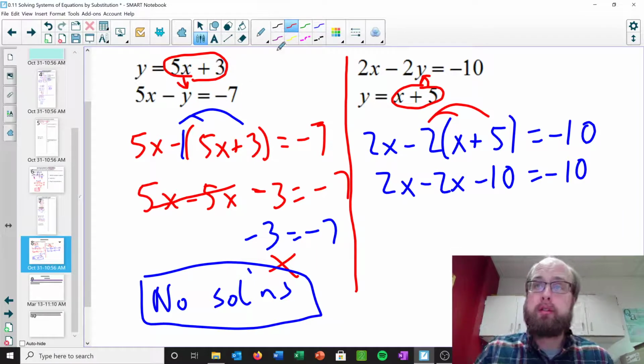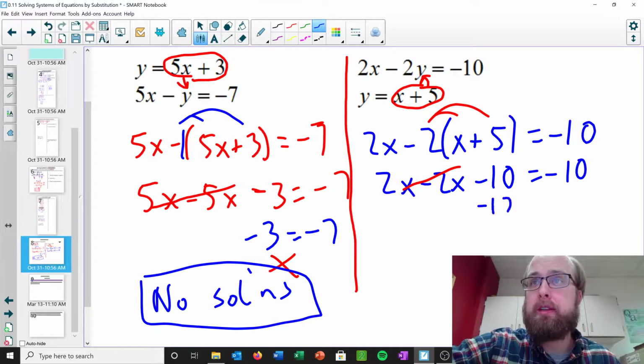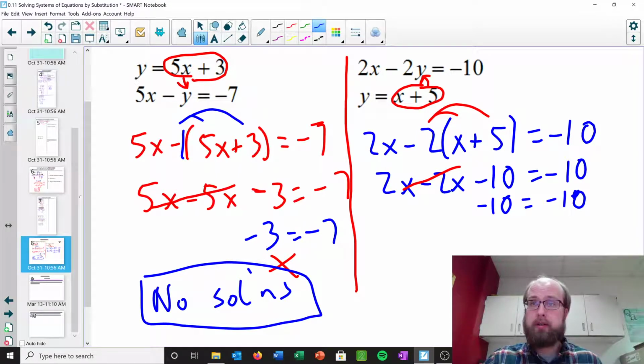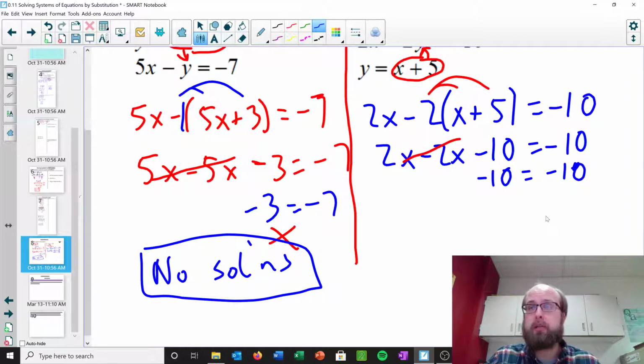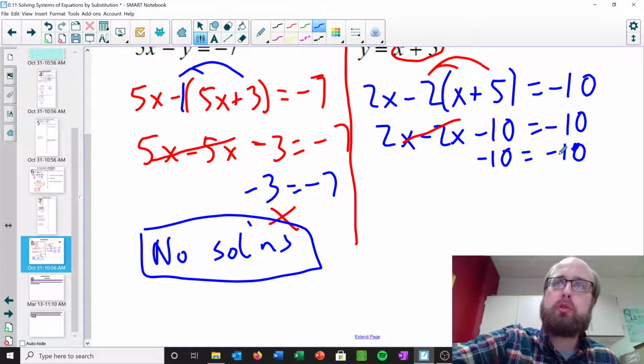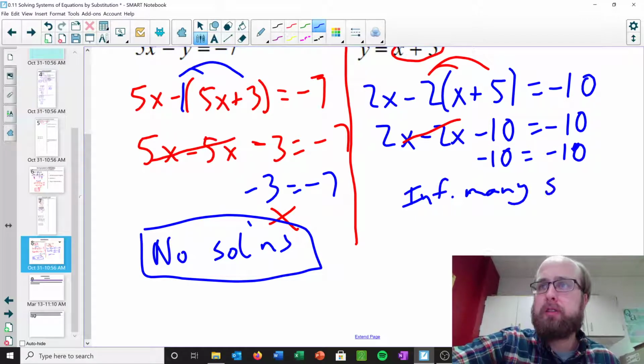And then again, notice our x's are going to cancel out here. We have 2x minus 2x. Those cancel each other out. We've got negative 10 equals negative 10. And so again, all our variables disappeared. All the x's and all the y's, they're gone. And we just have negative 10 equals negative 10. And again, we want to stop and ask, is that true? Does negative 10 equal negative 10? Well, yes, obviously, right? They are the same number. And so in that case, where you get a true statement, you are going to say that there are infinitely many solutions.